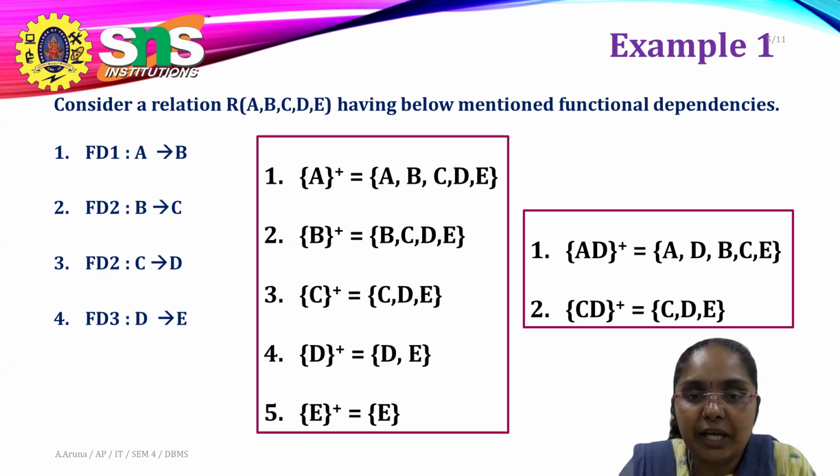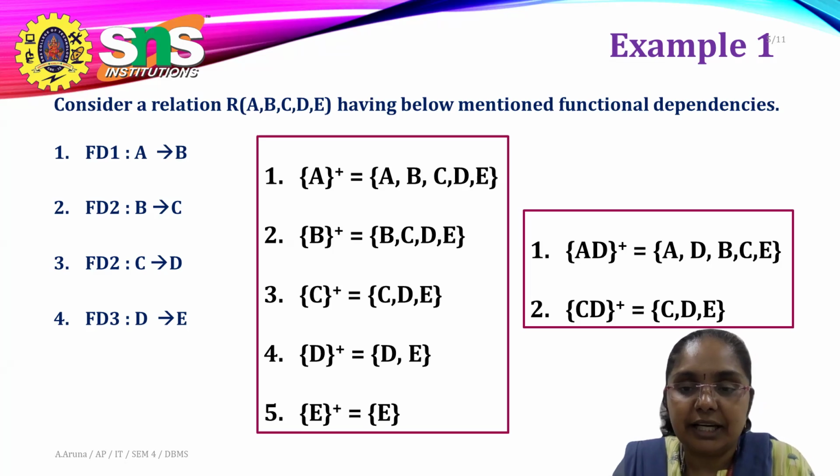By using the union property, I can combine all my RHS parts, that is A, B, C, D, E, if I take the closure. Similarly, we have to calculate the B closure, C closure, D closure and E closure, and also combinations of two. I have to calculate AB closure, AC closure, AD closure, AE closure, then BC closure, BD closure, BE closure, CD, CE, then DE. This is how the double attribute closure can be calculated.